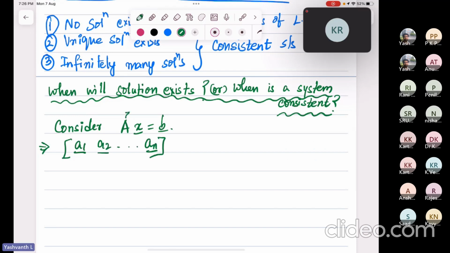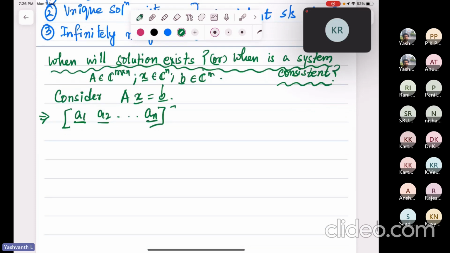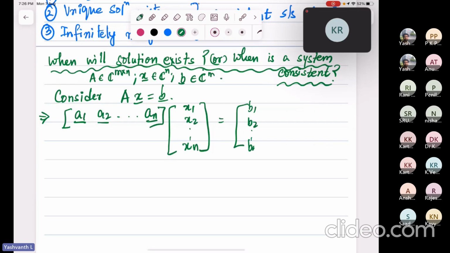For simplicity, consider A to be in C to the m by n. Maybe I'll write it explicitly here. A is in C to the m by n, x is in C to the n, b is in C to the m by 1. And x I can write as x1, x2, and so on till xn, equal to b1, b2, and so on till bm. So each ai is in C to the m by 1.